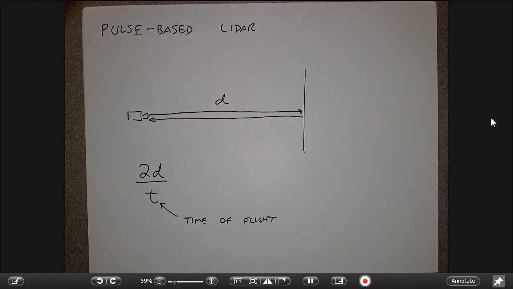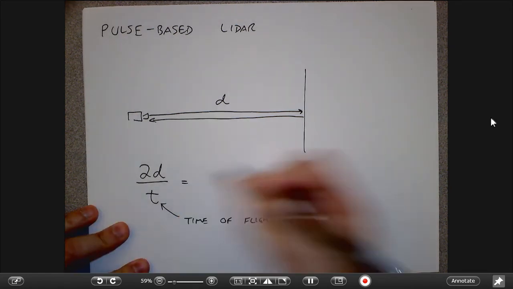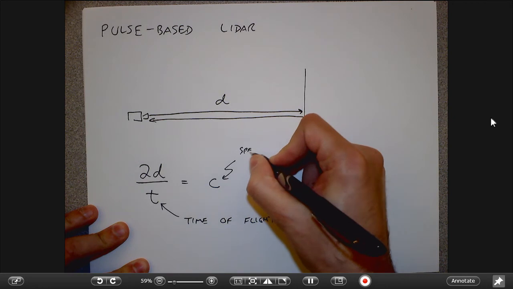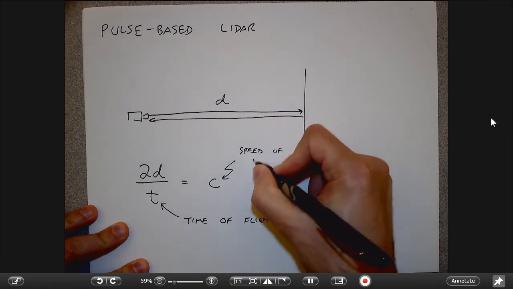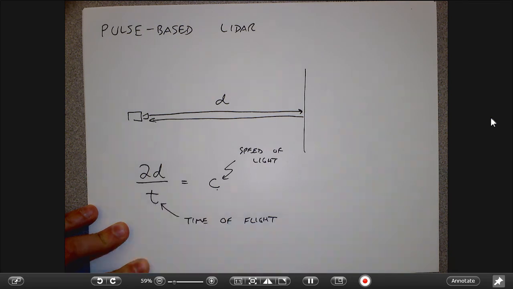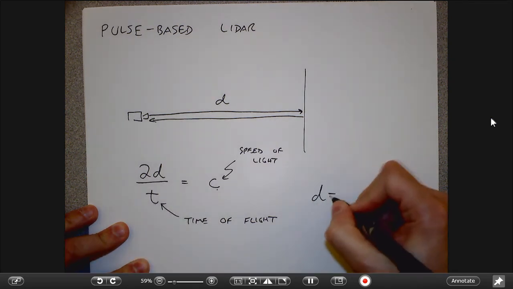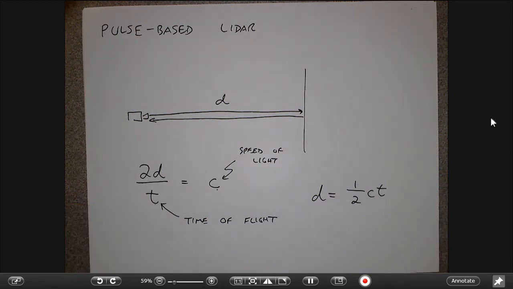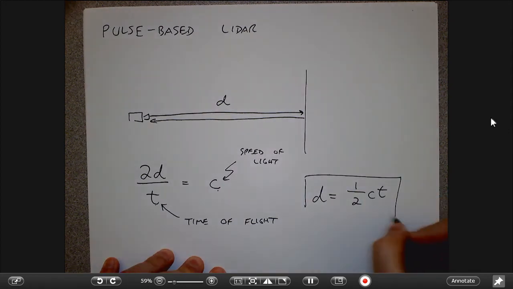And what do we know about the velocity? So this is the velocity, right? It took me t time units to go 2d distance units, and that velocity is the speed of light, because I know that I'm shooting a pulse of light. So I know this, I measured that, and I want to infer d. And so that means d is equal to 1/2 ct, which is the key idea behind time of flight scanning.